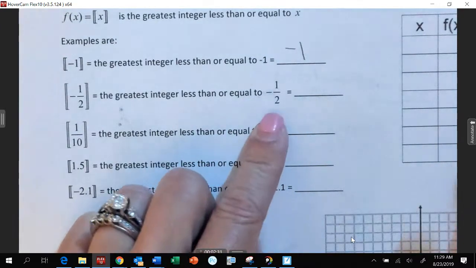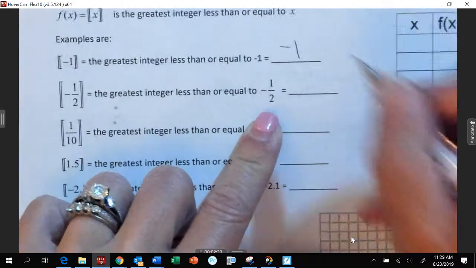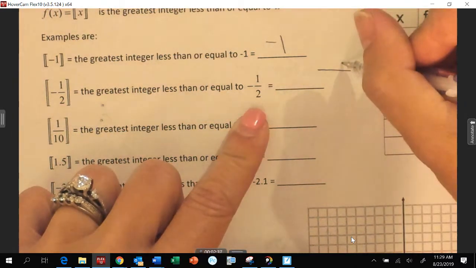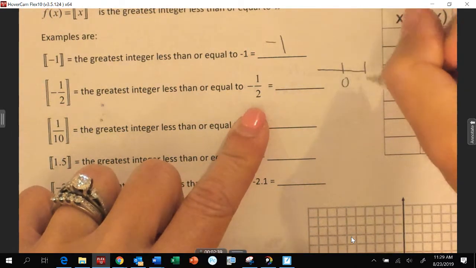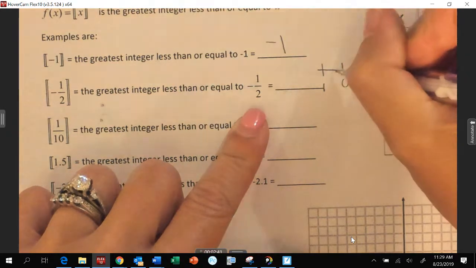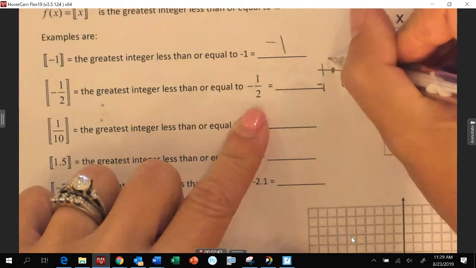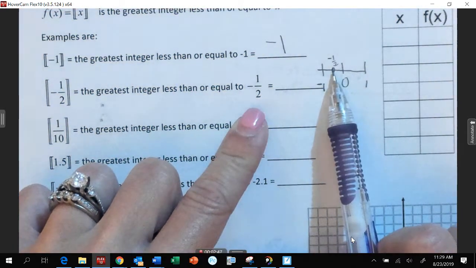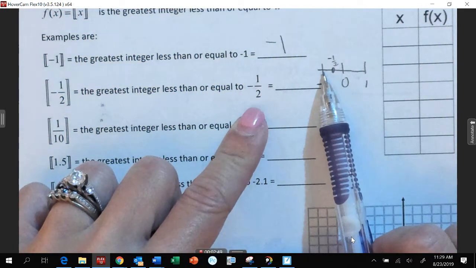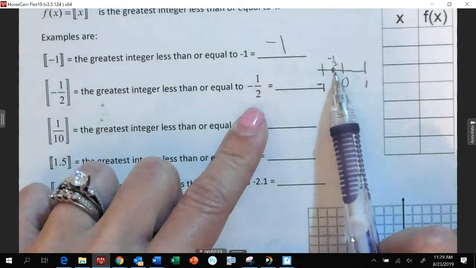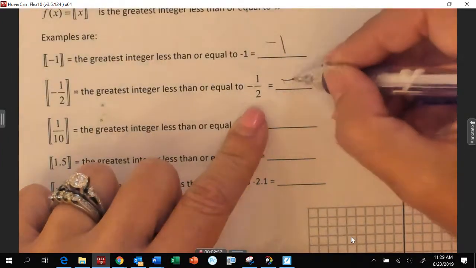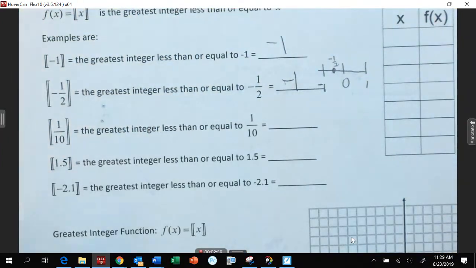So is -1/2 an integer? No. So if you can't figure it out by just looking at that, I could visualize it for you here. Here's where -1/2 is on a number line. What integer is less than or equal to -1/2? Help me out. -1. Thank you. I can just call on people too.